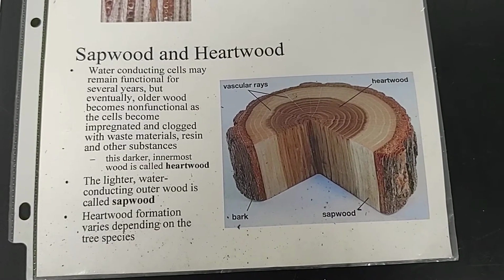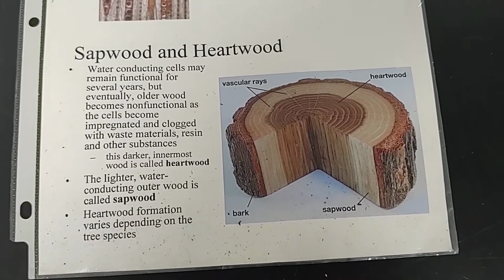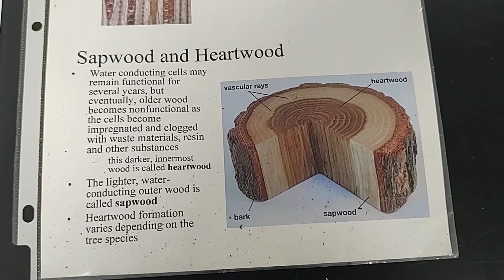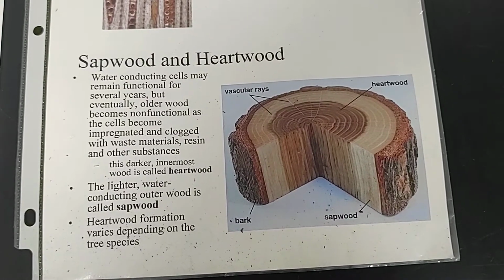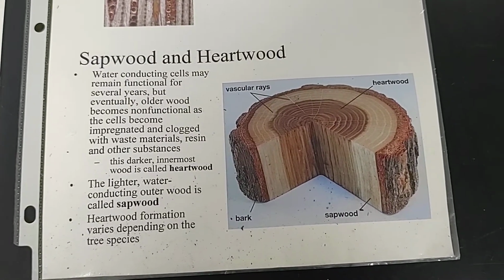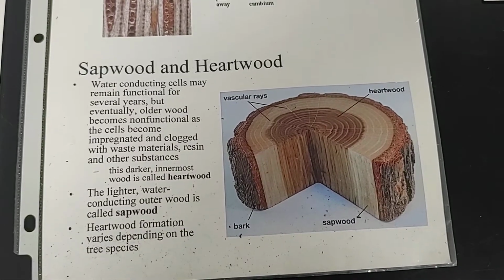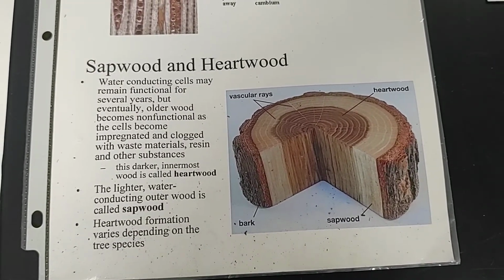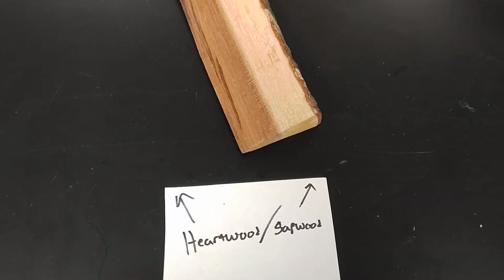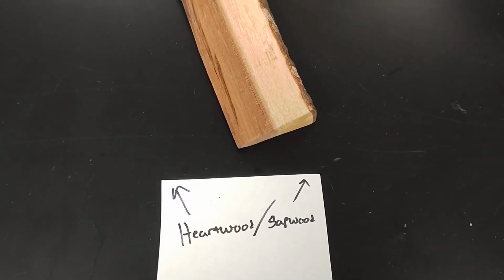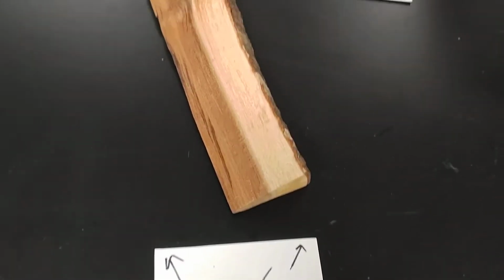Sapwood and heartwood are really easy to notice here. So the heartwood has been accumulating resins and old waste products. It becomes darker from the lignin and tannins. And the sapwood is on the outer part of that, so it's a lighter color. We have a sample here that's showing heartwood on the left and sapwood on the right.